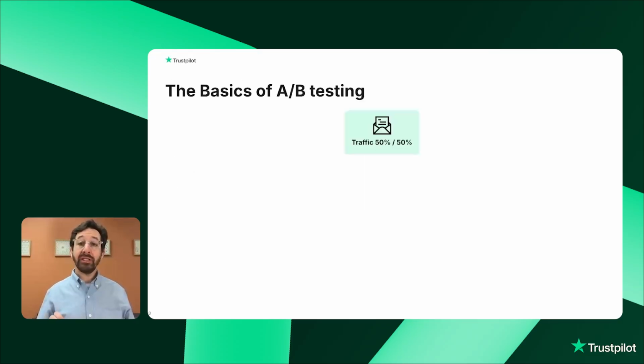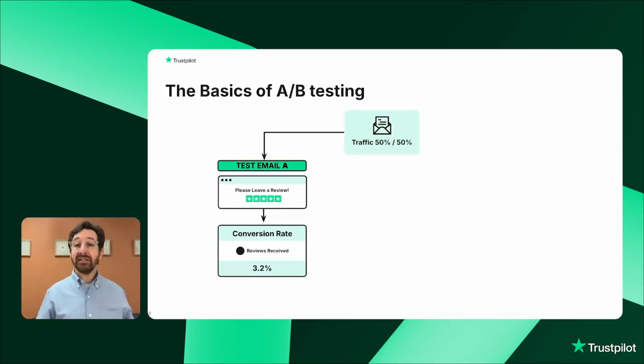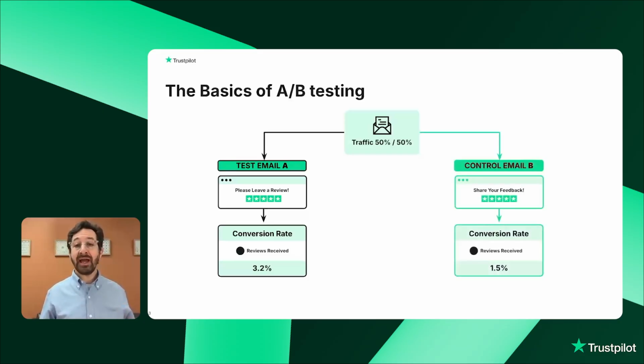Let's start by quickly reviewing A/B testing and how Invitation Optimizer uses A/B tests to improve your invitation conversion rate. Now, half of your invitations go to version A. Let's say that's the new thing that you're testing. We measure the conversion rate of version A in real time. The other half goes to version B. Let's call that your control or the existing version. And we measure the conversion rate of version B in real time.